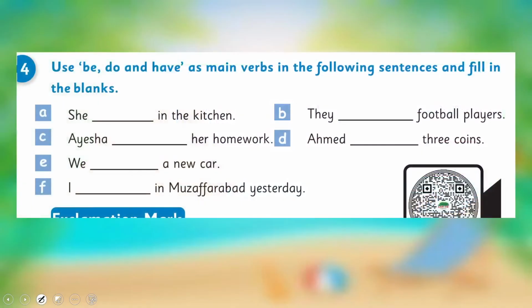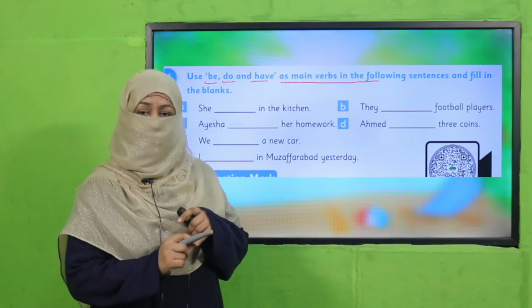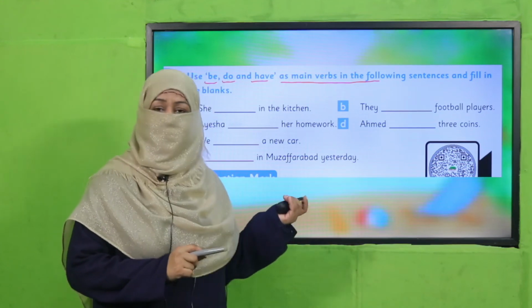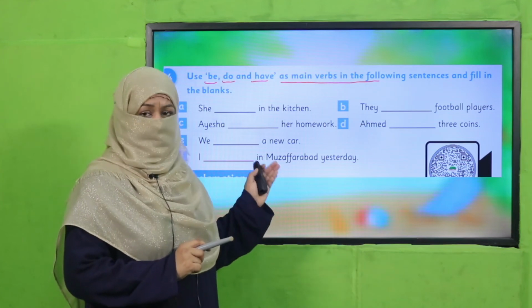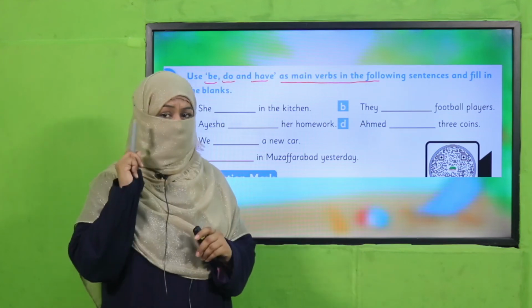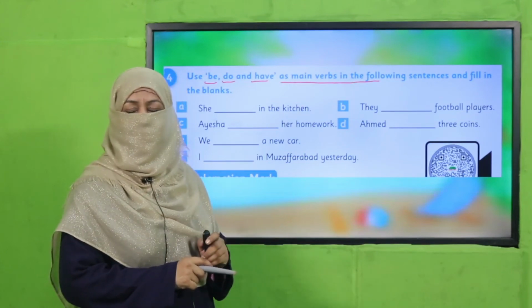You will fill in the blanks by using be, do and have as main verbs. So beta, now very carefully you will read the sentence, find out which form of verb you will use from it to complete this sentence. If there is any clue for present, you will complete it with present. If there is any clue for past, you will complete by past form of verb. So this is how you will be careful. So pause the video, complete this exercise in your book and then come back.